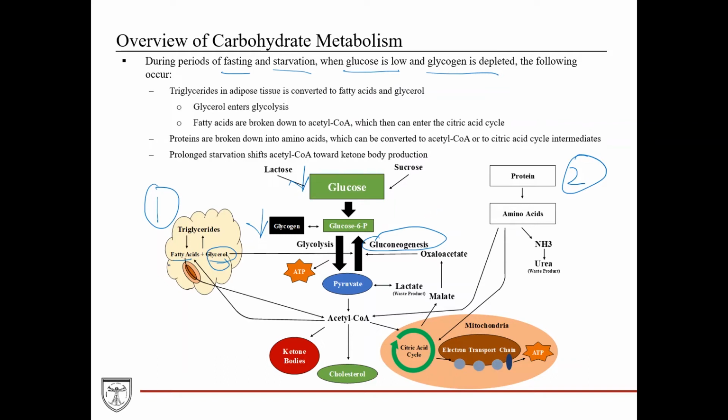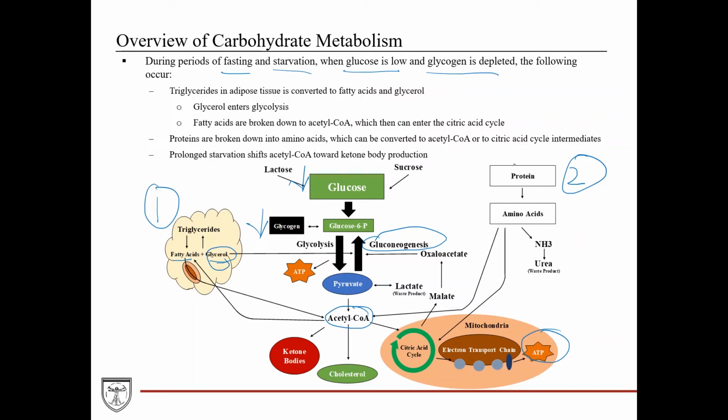Fatty acids then undergo fatty acid oxidation, or breakdown, within the mitochondria. That's what this represents here, to then produce acetyl-CoA. This acetyl-CoA produced by fatty acid breakdown can then enter the citric acid cycle, which then again produces ATP. So as you can see, breakdown of fatty acids contributes to aerobic respiration and significant ATP production.